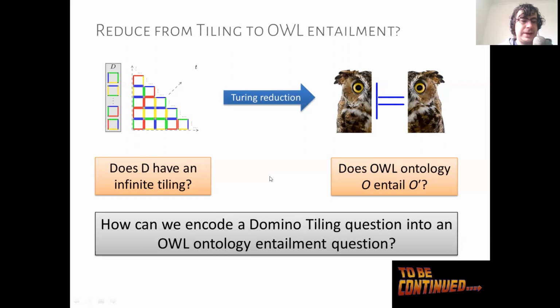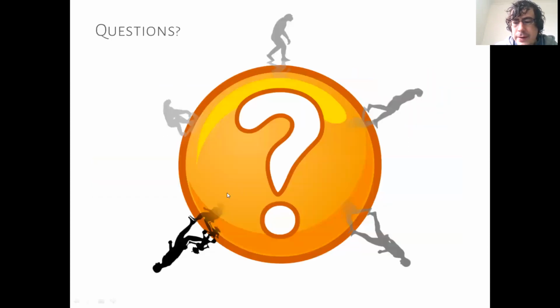So we'll talk about that in the next class, and then we'll show that you can reduce this, and then we'll say, okay, in that case, if we can't implement entailment for OWL, what do we do? What are the solutions? Any questions or doubts?